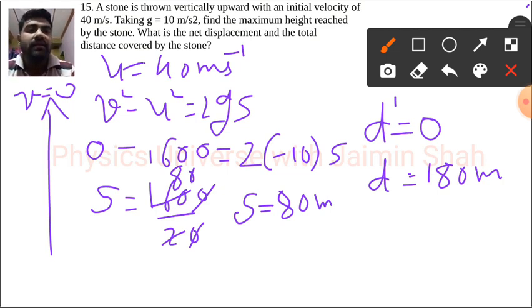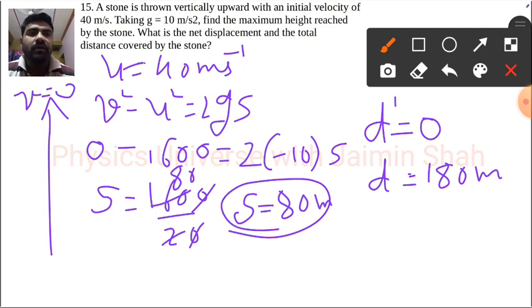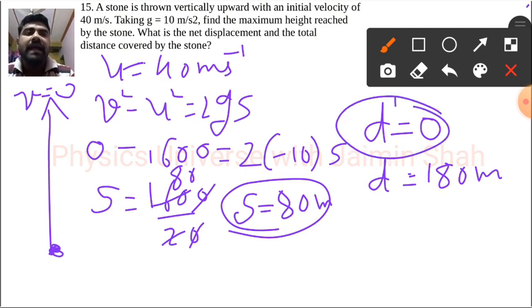But if they are talking about only the maximum height reached, then this will be the answer for both distance as well as displacement, because there is only a single, one track journey. In a one track journey, displacement and distance are the same. But if we are talking about the whole journey, then the displacement will be 0, because initially the object starts from this point and it will finally reach that point also. So no displacement occurs, that is 0 for the whole journey.